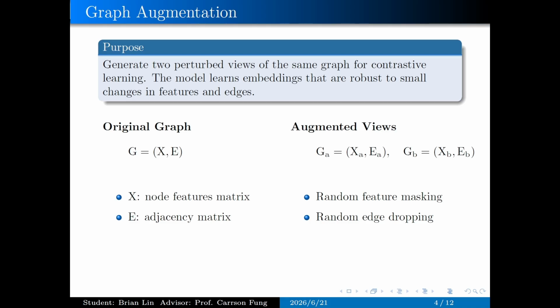We have our original graph, and it has the node feature matrix X and the adjacency matrix E. For the augmented views, we will have XA, EA, XB, EB. These four matrices are generated using random feature masking and random edge dropping. As the name says, it just randomly masks some features to 0 and randomly drops some edges.